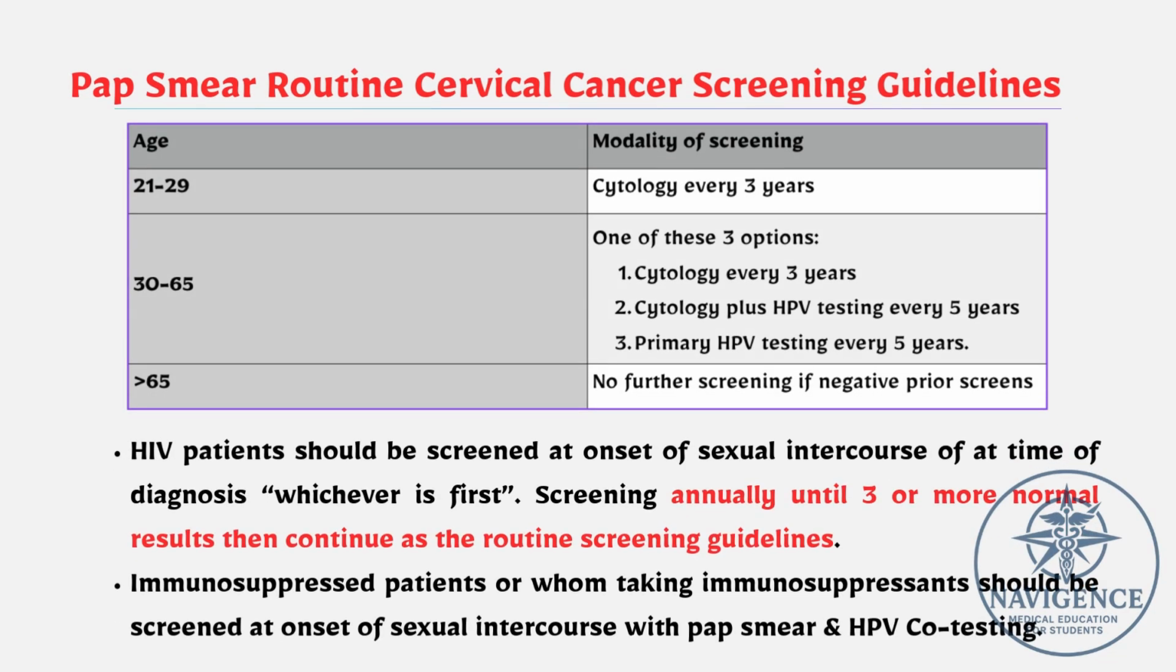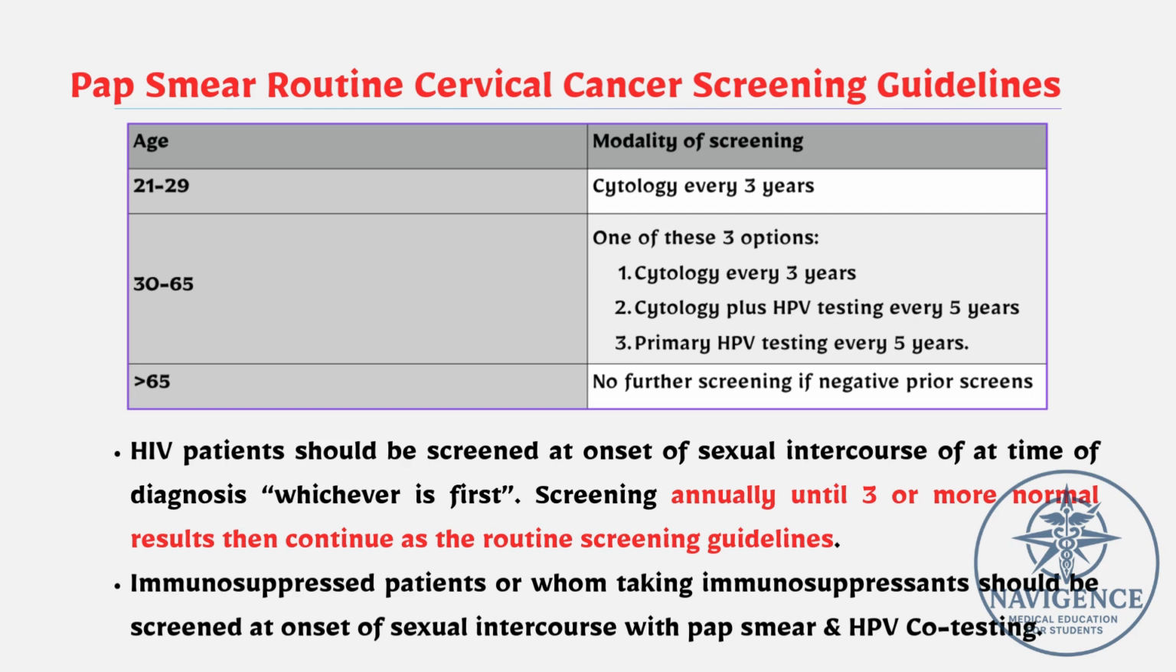Cervical cancer screening starts at age 21. Ages 21 to 29: cytology, pap smear, every 3 years. Ages 30 to 65: options include cytology every 3 years, co-testing, cytology plus HPV, or HPV testing alone. The latter two, which are HPV-containing tests, are preferred.